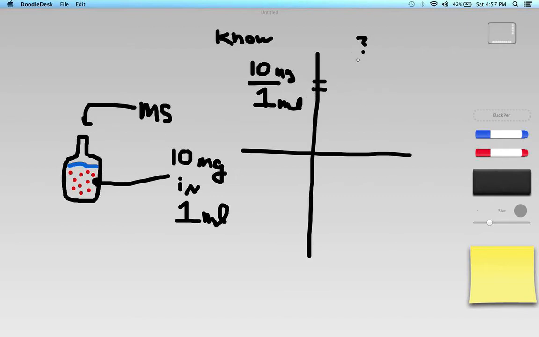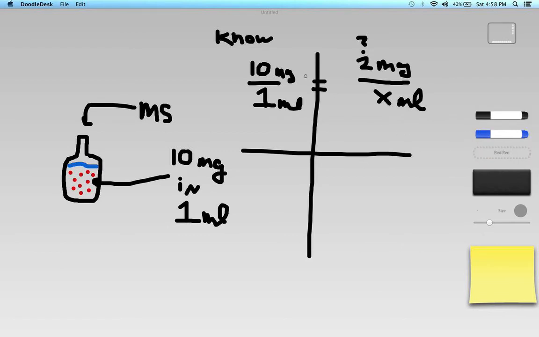What do I want to know? Well, I want to be able to administer 2 milligrams. And remember what I said in class. If you put milligrams, grams, micrograms, whatever, a mass on top, you need to have a mass on top on the other side of the equation. So milligrams on top, milliliters on bottom. I want to give 2 milligrams, but I don't know how many milliliters to give. So we're going to make what I don't know x.